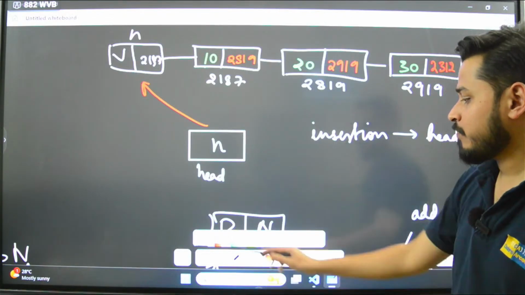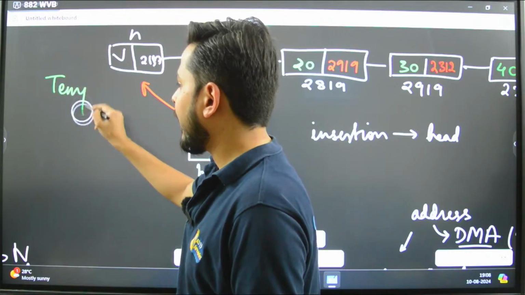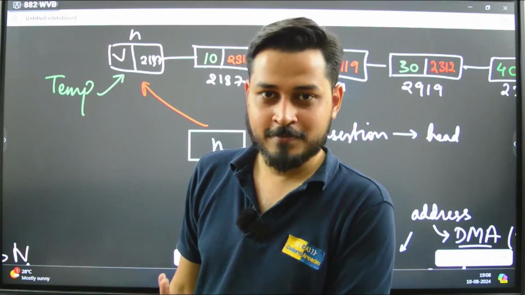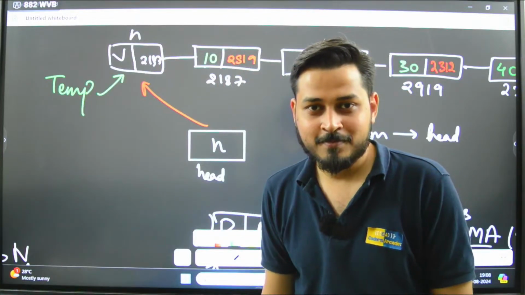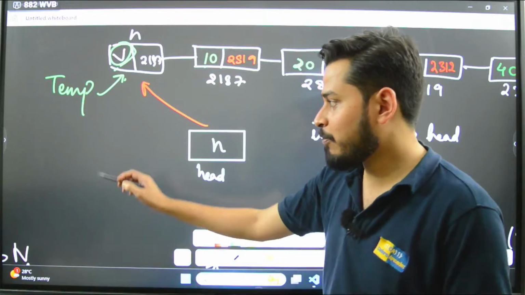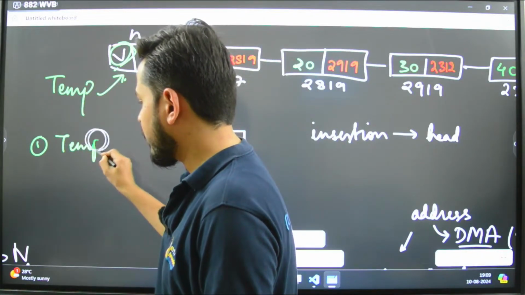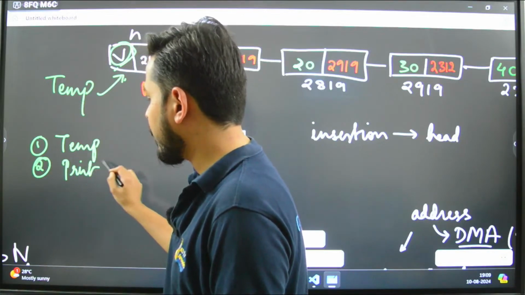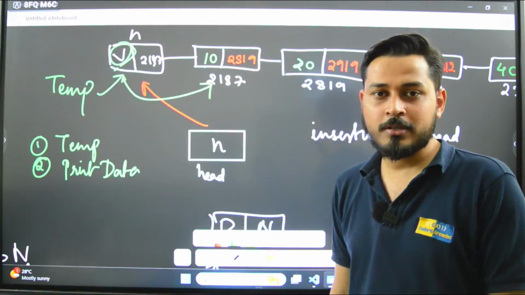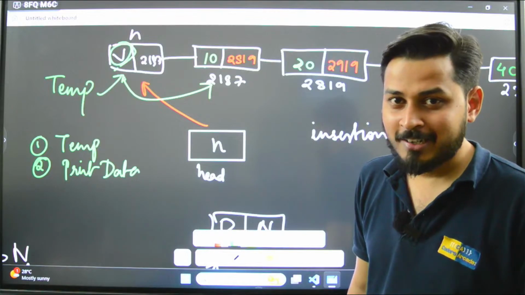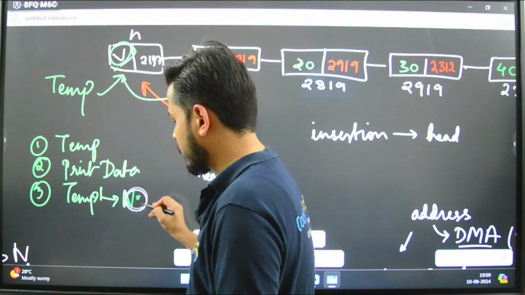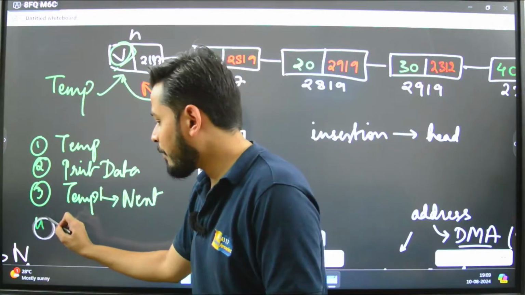The idea is simple. You create a temp variable and ask the temp variable to start from the head. So node star temp equals to head. You ask temp to start from the head, and then you ask it to first print the value, this one. Step 1, create temp. Step 2, print the data. Step 3, ask the temp to move to the next node. And then fourth step, repeat.